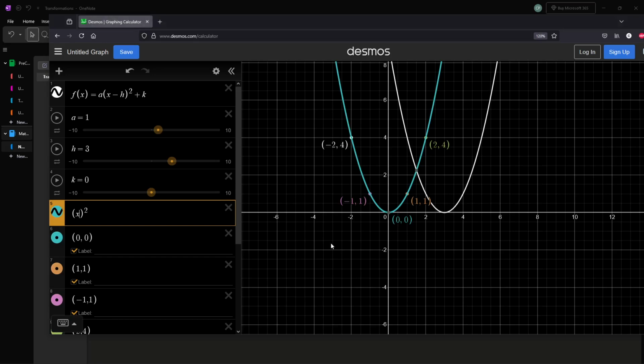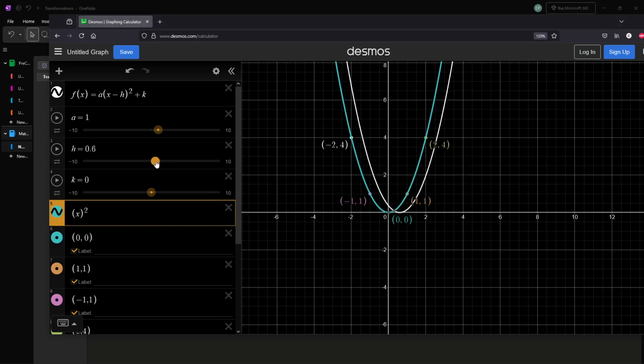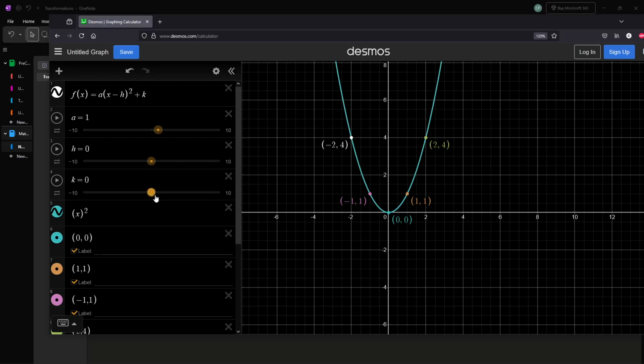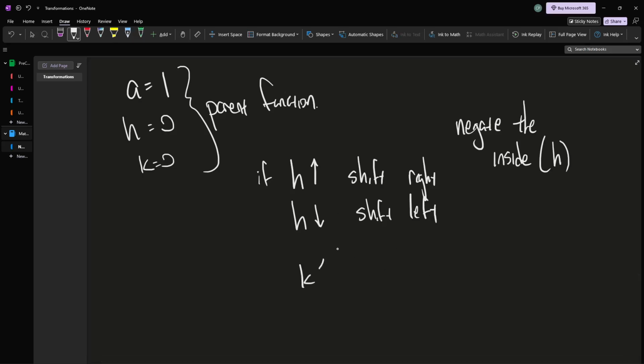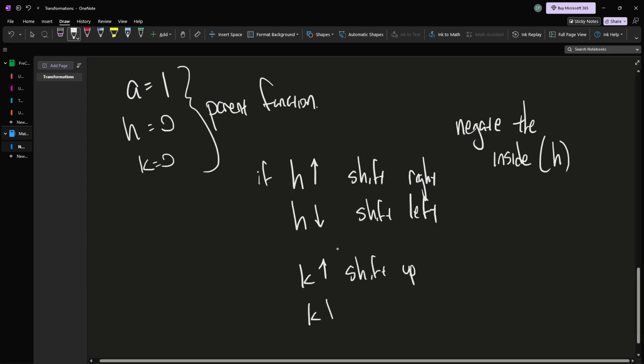What is next? Let's set h back to 0, the default. Now I have k. I'm going to add something else. If k increases, I go up. If k decreases, I go down. Let's actually draw something real quick. If k is 2, actually I'll do this demo right after. So if k increases, I shift up. If k decreases, I shift down.